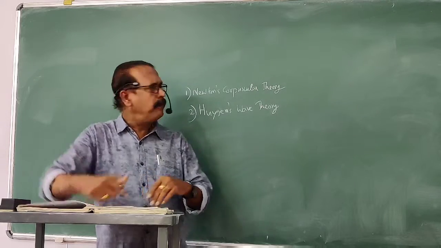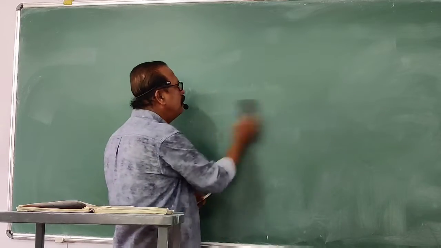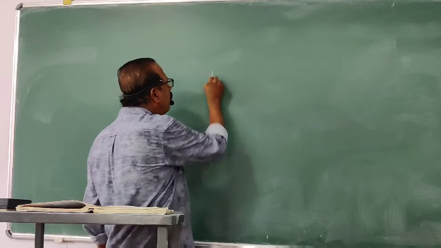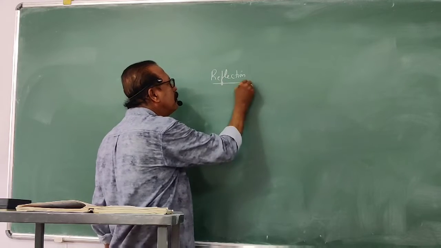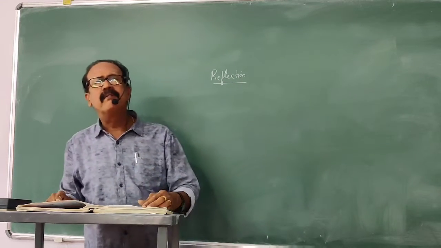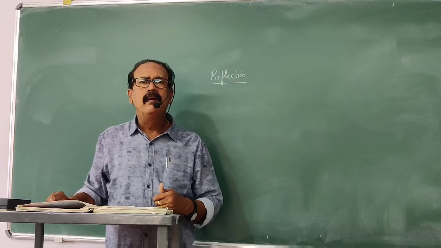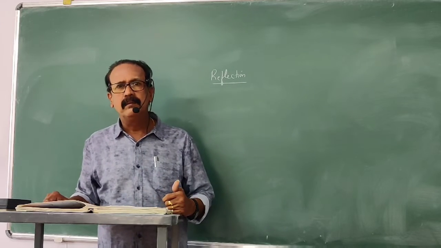And we know the property of reflection. Next we have to study first the property you have studied already, B batch studied already, reflection. What is reflection? When light is incident on a smooth, polished surface like a mirror, the path of the light gets deviated. This is called reflection.